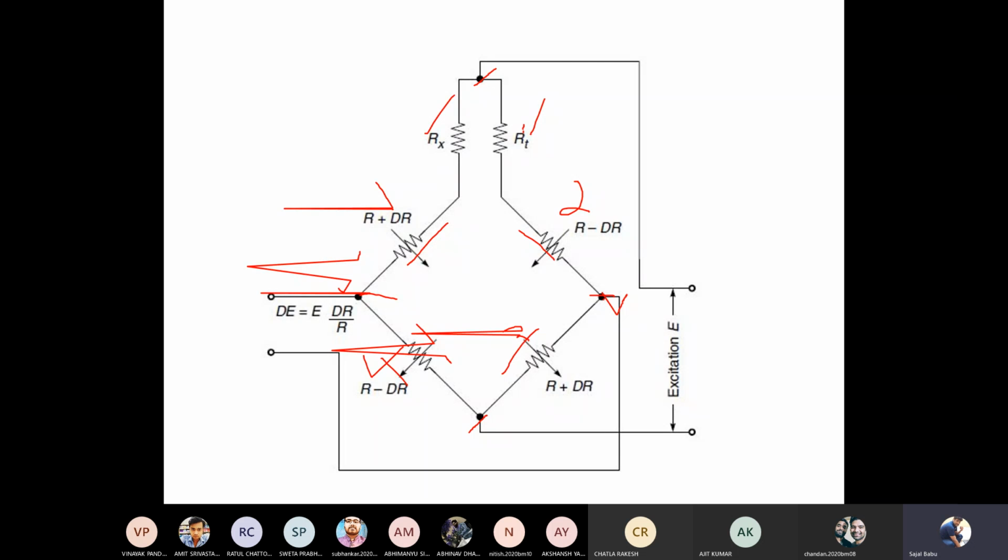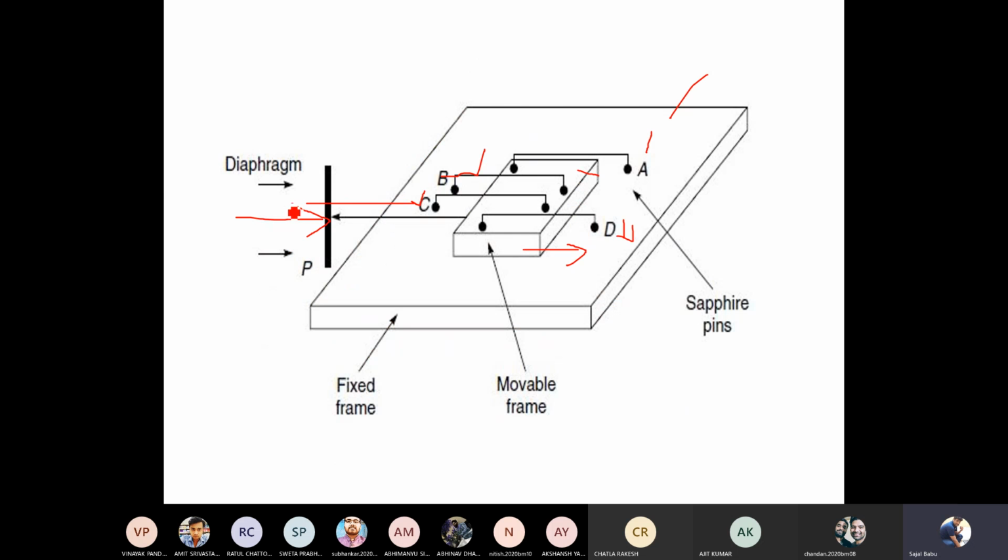I don't know where B and C have been placed. Let us consider B is placed here and C is placed here. So here and here the resistance will increase, and A and D are here, so these two resistances will decrease. So you are going to get some voltage here, right? And similarly, if you are applying the pressure in this direction, this movable arm is going to move in this direction, okay. So now A and D length will increase and B and C length will decrease.